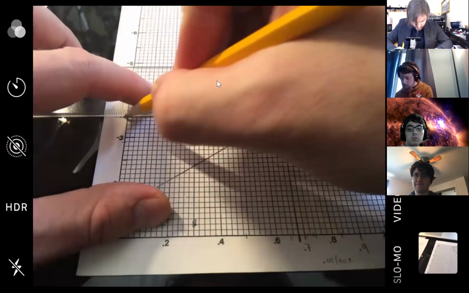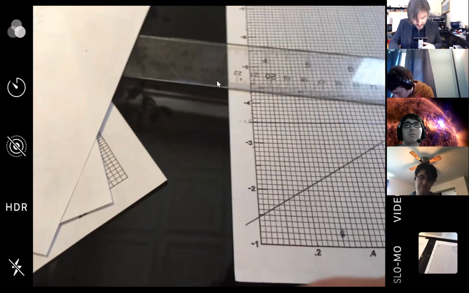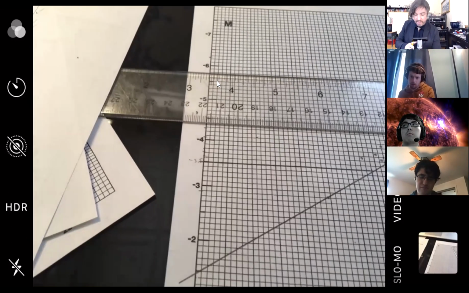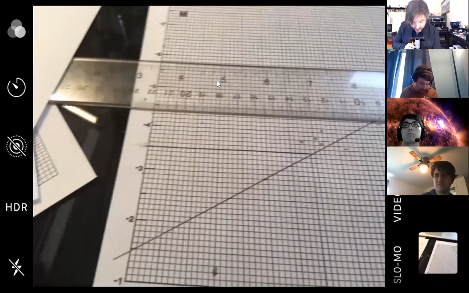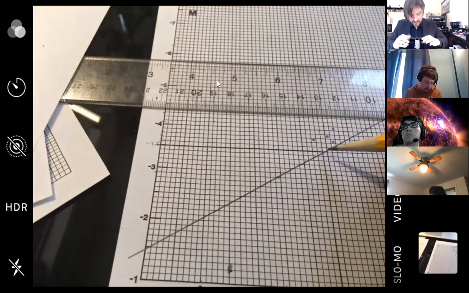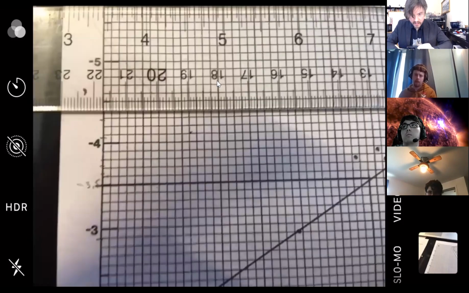Negative 3.45. I got negative 3.5. Mine's a little closer to 3.5 than negative 3.45, but I could see how that might have happened. If you look at where my intersection is, my intersection is there. Sal, let me zoom in here. I'm at about 3.45 myself.